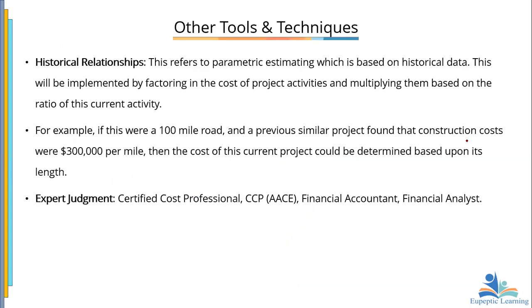Other tools and techniques here include the historical relationships, which refers to the parametric estimation, which is based on historical data. This will be implemented by factoring in the cost of project activities and multiplying them based on the ratio of the current activity. So these are other tools and techniques. There's an example here. Then the expert judgment: I indicated earlier that you could have the certified cost professional, a financial analyst, or the financial accountant help do that.